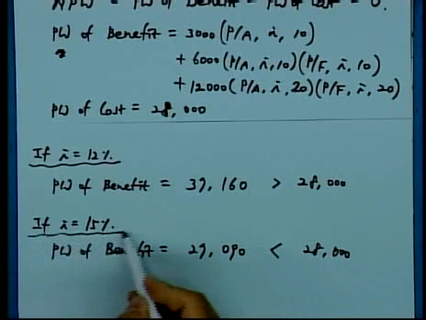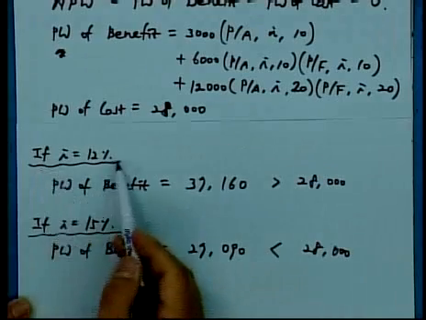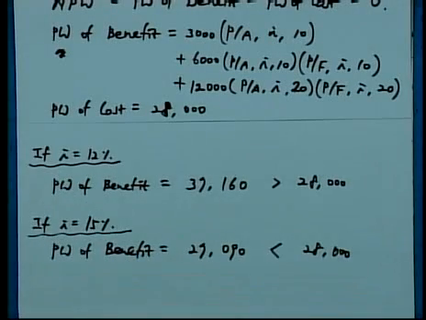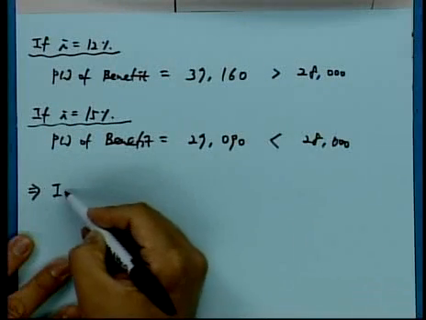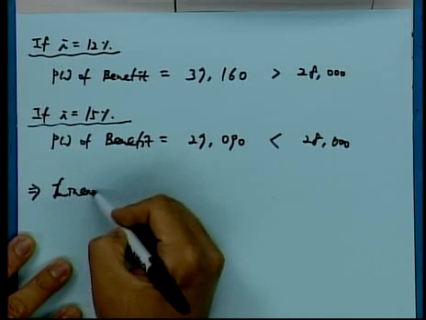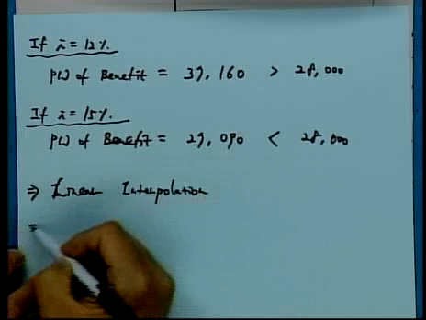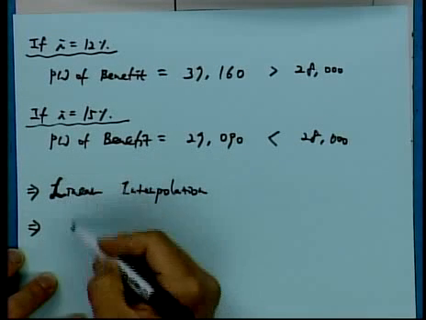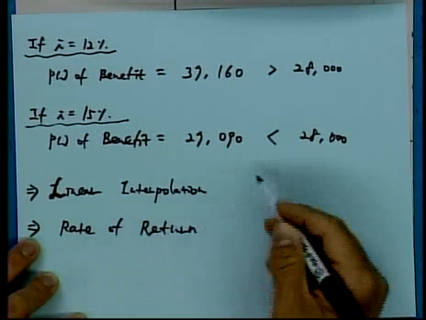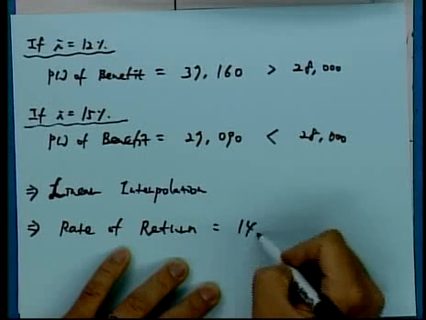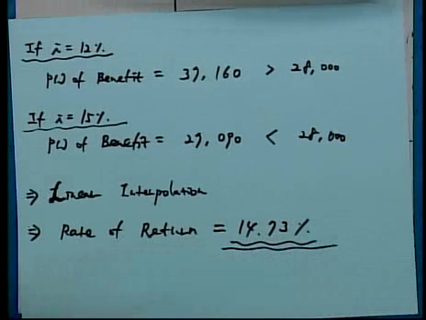So you know that the desired rate of return value should be somewhere between 12% and 15%. So what you need to do is use linear interpolation. You can find the rate of return of 14.73%. Okay? So that's going to be the answer.